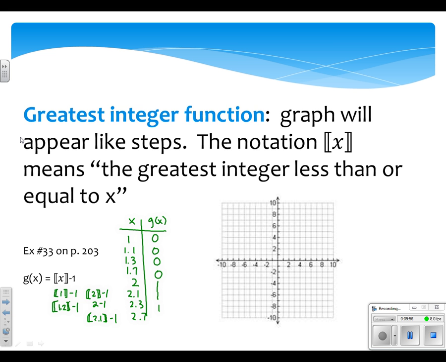So for all these 2 point somethings, we're going to have to revert back down to 2, because that's the greatest integer less than or equal to those 2 point whatevers, and then subtract 1. We're going to end up with an output of 1 for all of them. How does that end up looking when we graph? All right, well the point (1, 0), that's easy enough. And then I need to graph the point (1.1, 0), which is just a little bit further over, 1.3, 1.7, until I hit the 2, which pops up to a value of 1.